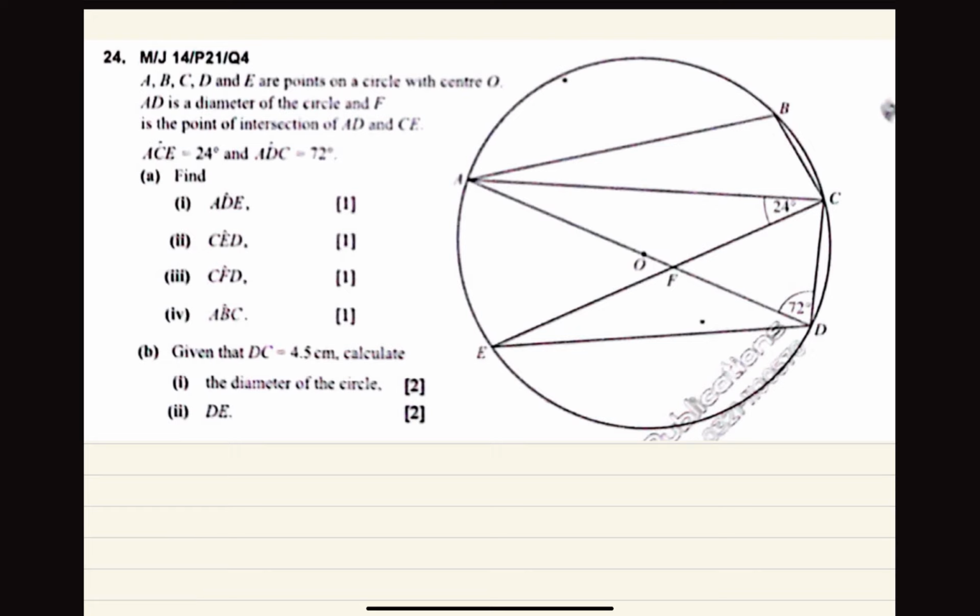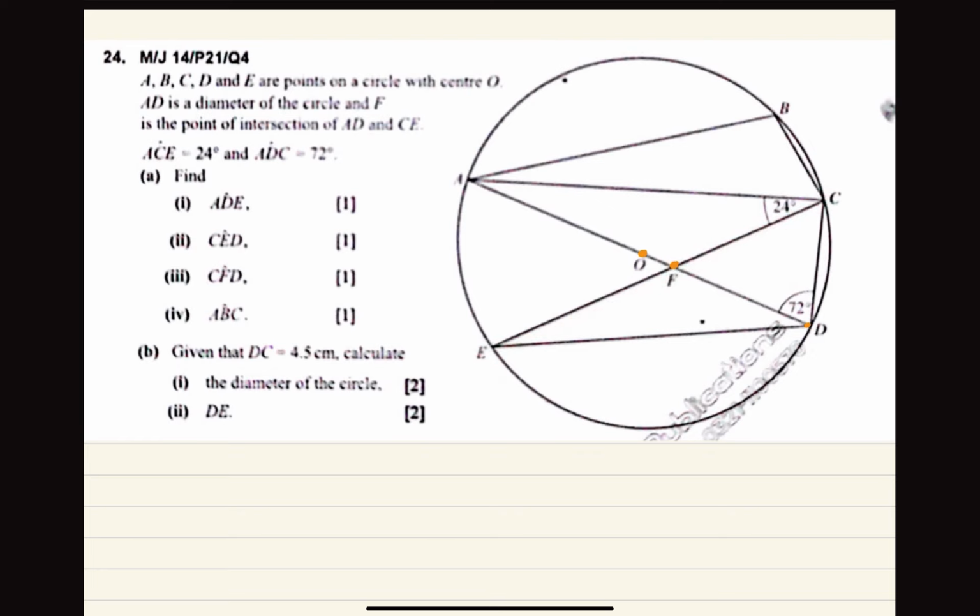Look at this. A, B, C, D, and E are points on a circle with center O, and AD is the diameter of the circle. F is the point of intersection of AD and CE. This is AD, and this is CE. F is their point of intersection.